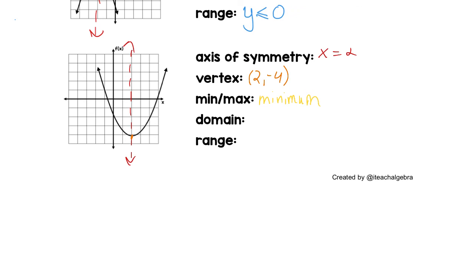Opening upwards. The domain, as always, all real numbers. Let's fix that ridiculousness. There we go. The range, remember, y, the y value of the vertex. The rest of the parabola is -4 or up. So it's going to be greater than or equal to.